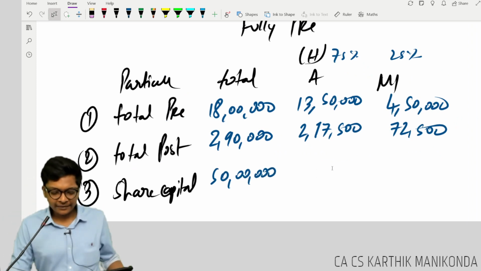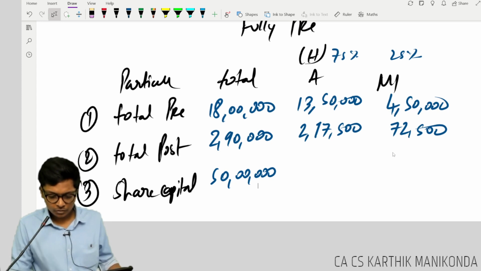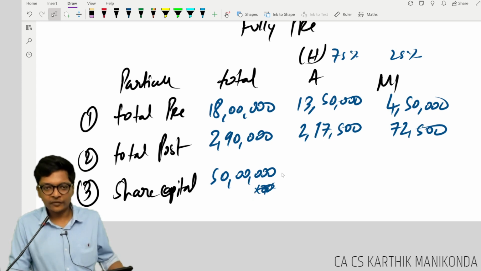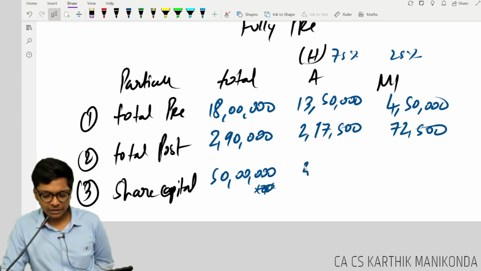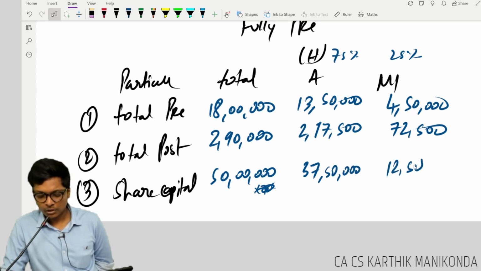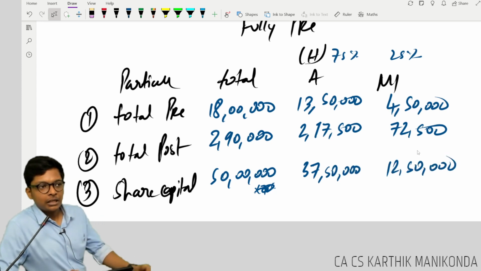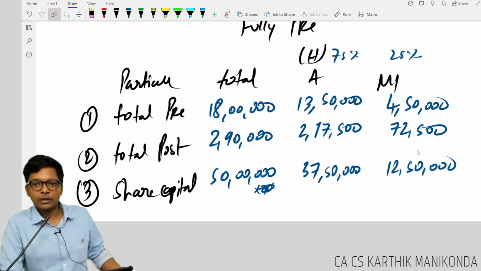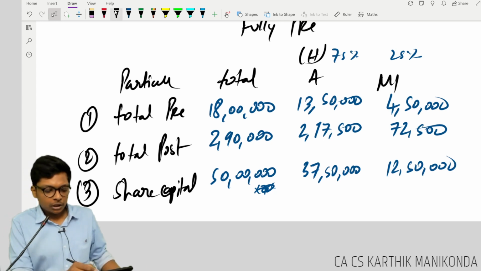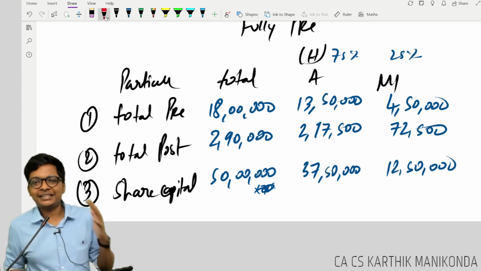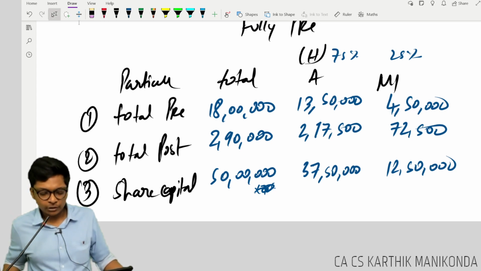So pre holding will be how much, guys? Into 75% and into 25%. How much are you getting? 30. Are you following, guys? Everybody understanding? Now you know, with this table we can start easily. Each of the steps we can do.